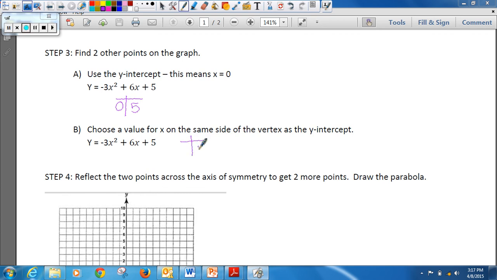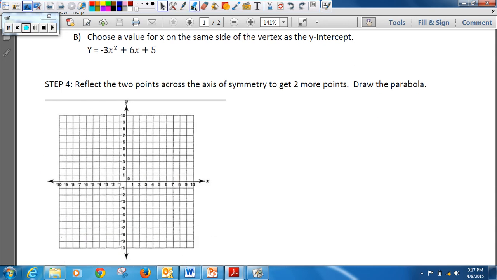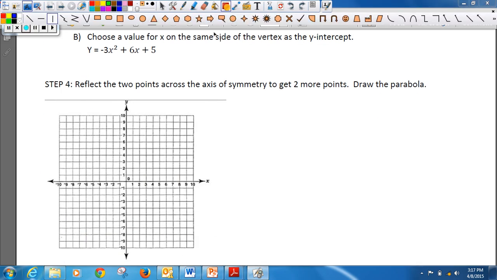And then I need to choose a point that's on the same side of it. So I'm going to go down here and start drawing it so that this makes sense, what we have done so far. We got our axis of symmetry as x equals 1.